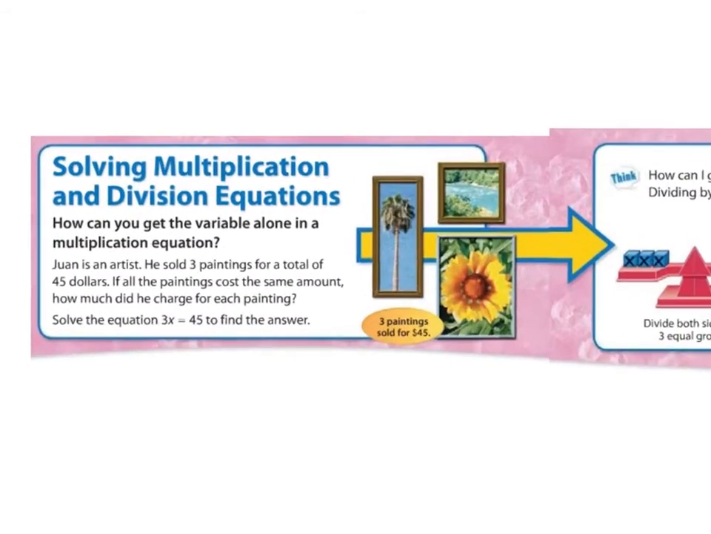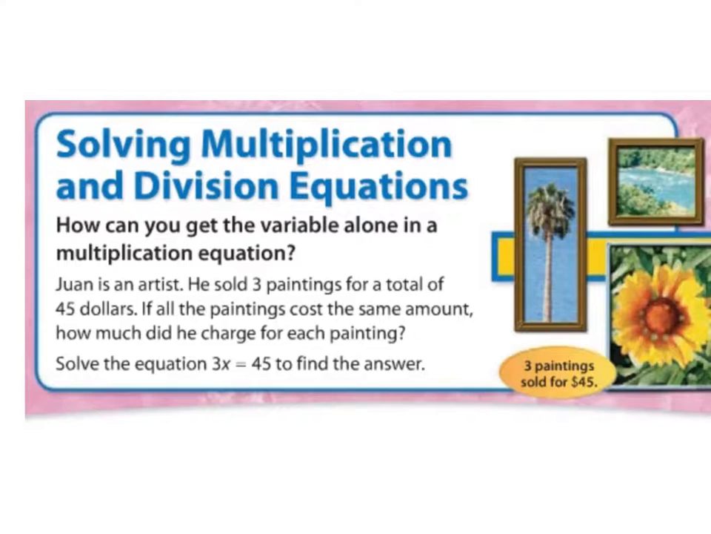All right, so let's zoom in here and get started. Solving multiplication and division equations. How can you get the variable alone in a multiplication equation? How can you get it by itself alone? Let's read this word problem. Juan is an artist. He sold 3 paintings for a total of $45. If all the paintings cost the same amount, how much did he charge for each painting? Solve the equation 3 times x equals 45.